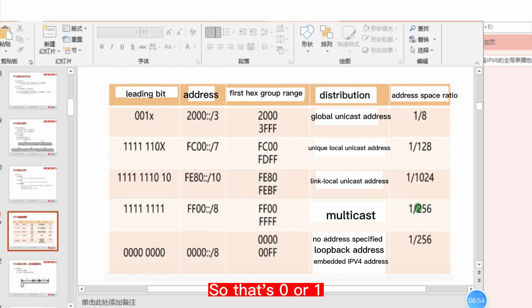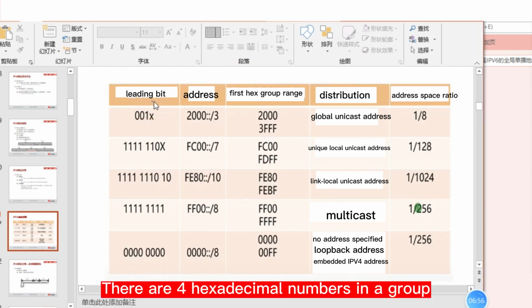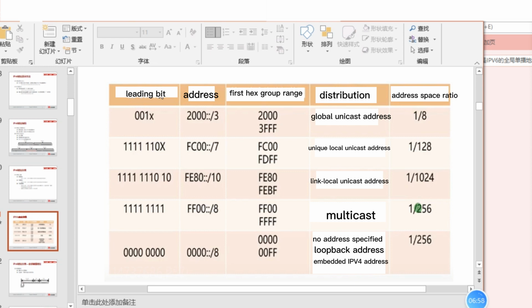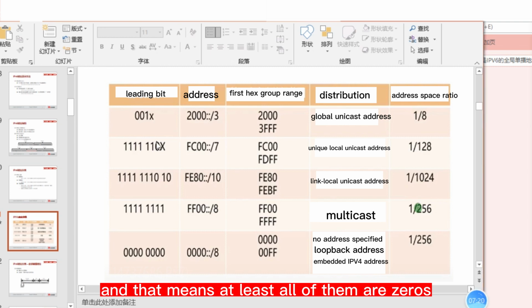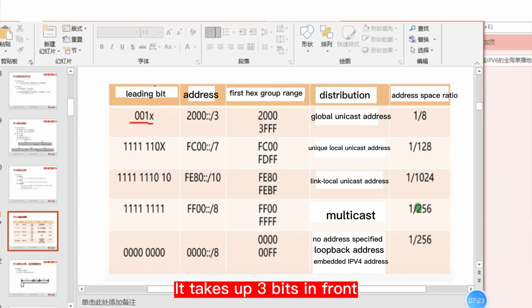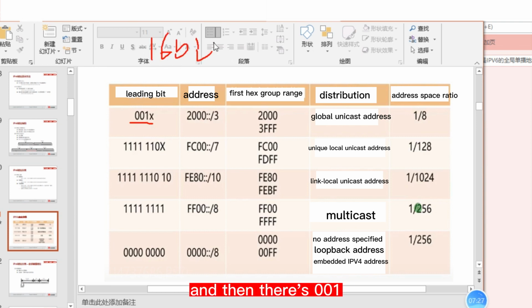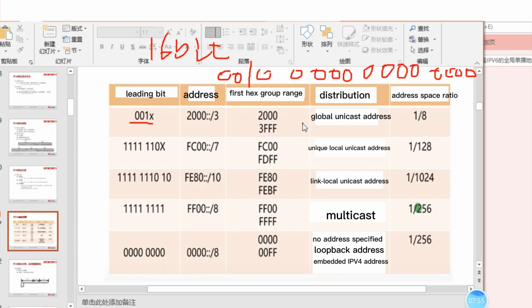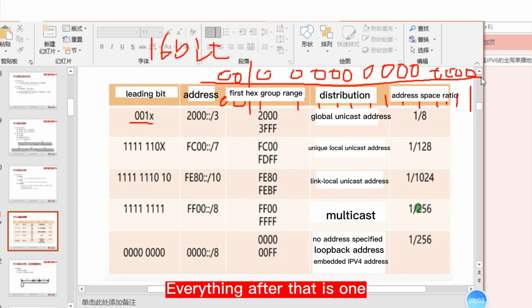That's 0 or 1. There are 4 hexadecimal digits in a group. With the leading bits 001x, let's convert. The minimum is all zeros after the first 3 bits, which take up 3 bits in front. Each group is 16 bits. The first 3 bits are 001, so the minimum is 3 bits and then we go to 16. The maximum has 001 fixed, and everything after that is 1.